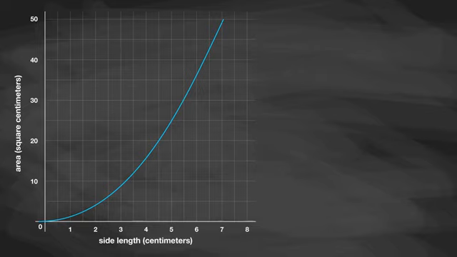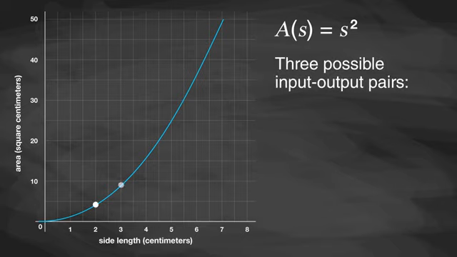Here is a graph that represents function a, which is defined by the formula a of s equals s squared, where s is the side length of a square in centimeters. Name 3 possible input-output pairs of this function.